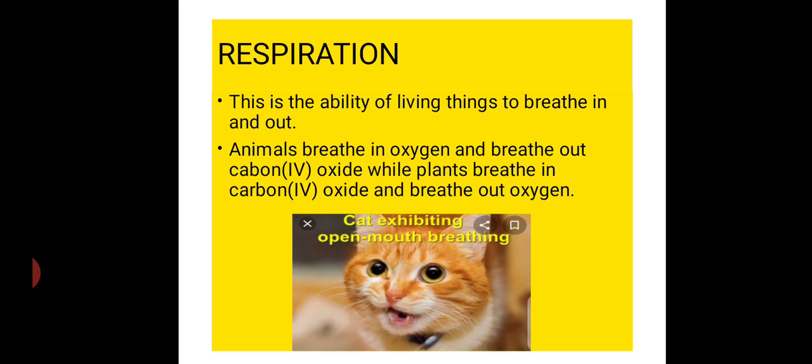Respiration. Respiration is the ability of living things to breathe in and out. Animals breathe in oxygen and breathe out carbon dioxide, while plants breathe in carbon dioxide and breathe out oxygen. Can you see this cat is trying to breathe, right, by opening its mouth?